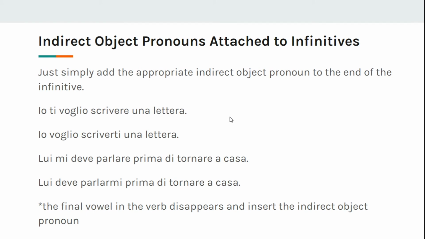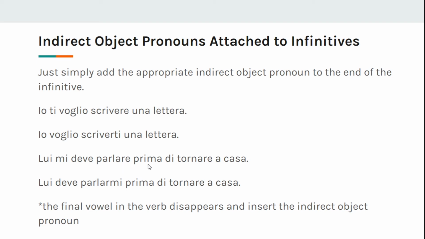You can also attach indirect object pronouns to infinitives, which honestly is probably more common than saying them separately. Per esempio, io ti voglio scrivere una lettera. Io voglio scriverti una lettera. This is said more than this in colloquial speech, right? It's more common to just add it to the end of the infinitive.